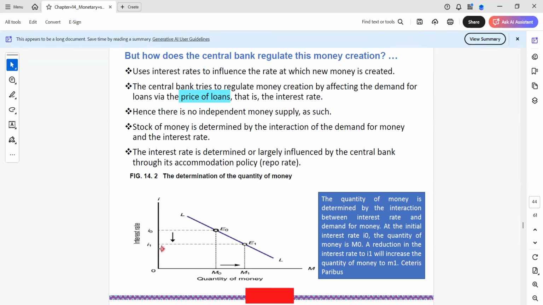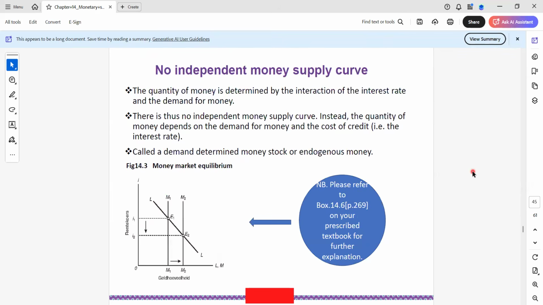Similarly, if the interest rate was here at I1 and then it went up to I0, you can see that the quantity of money that people are willing to hold is going to decrease from M1 to M0, right? Because interest rates are high. So people are going to want to save that money instead of holding that money, right?